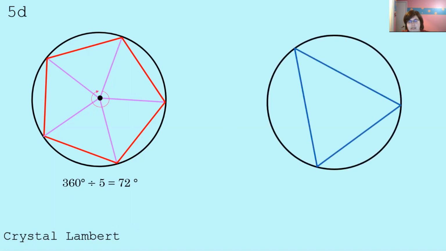Let's go on to the next one. So we're looking at the triangle, the equilateral triangle.